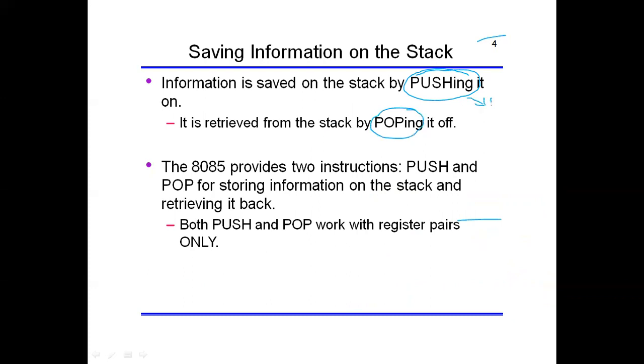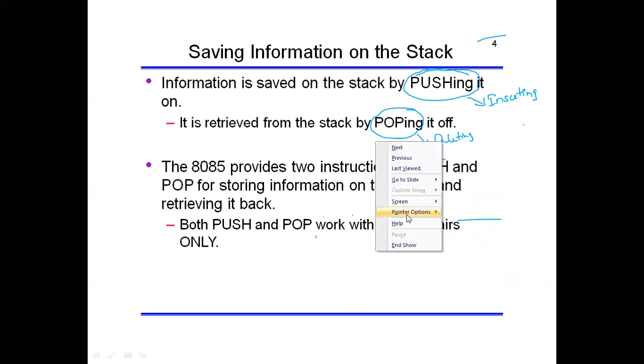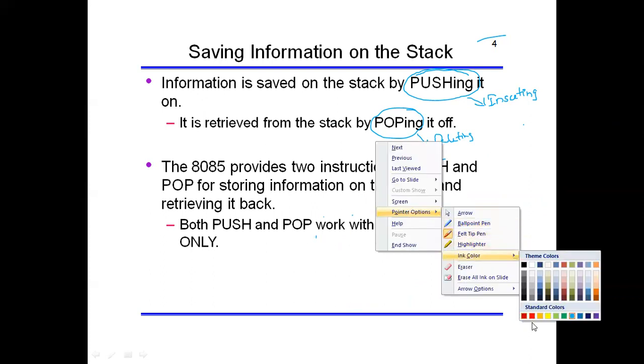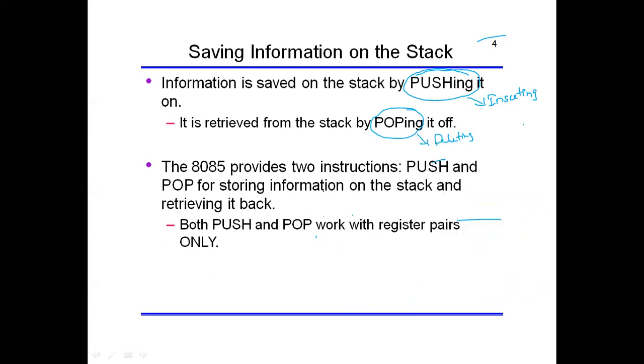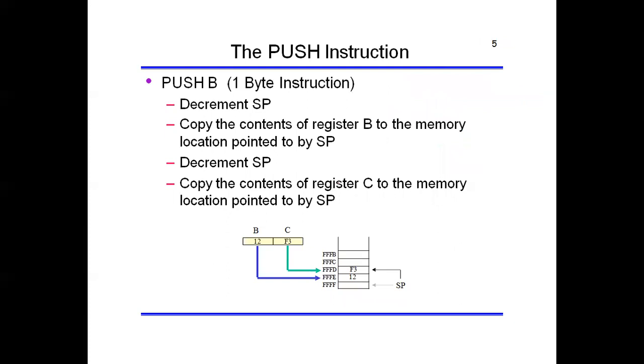Pushing, as I have said, is nothing but inserting elements, and popping is nothing but deleting elements. Fine, pushing and popping. Thus the 8085 provides two instructions, PUSH and POP, for storing information on the stack and retrieving it back. These PUSH and POP work with register pairs only. So what are the register pairs present in 8085? BC, DE, HL are the register pairs present in the 8085 microprocessor. Fine.